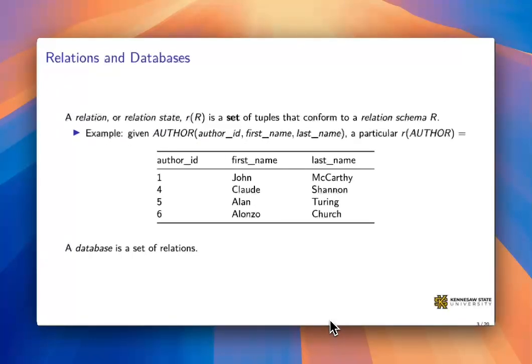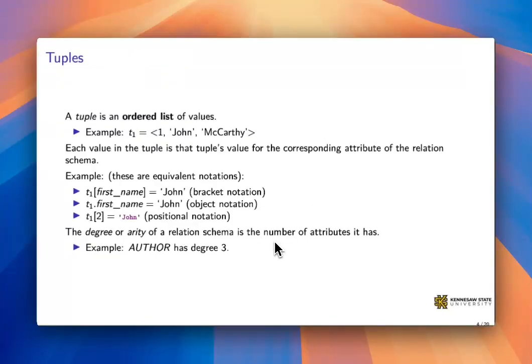A relation or relation state is a set of tuples that conform to a relation schema. So, for example, given the author relation schema, with author ID, first name, and last name, a particular relation conforming to that schema might be such as the table listed here with these four authors. And a database is a set of relations. Just like a database schema is a set of related relation schemas, a database is a set of relations conforming to those schemas. A tuple is an ordered list of values.